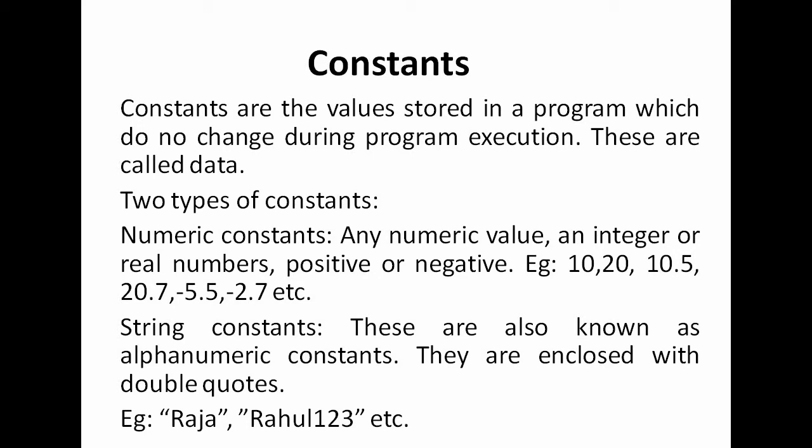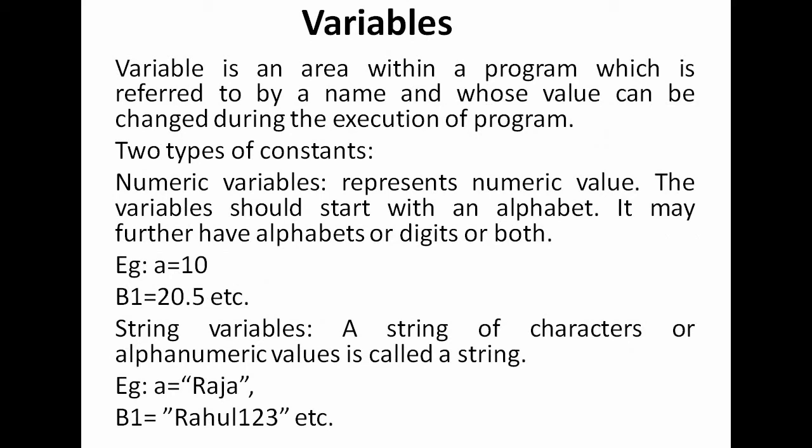So we will move on with our next topic, next element, that is variables. What does variable mean? It is also one element that is used in our program. Here a variable is actually an area within a program, a place which is referred to by some name and whose value can be changed during the execution of a program. That means we have a particular area and that area is named by a particular name. And if you have some values, these values can be changed, remember.